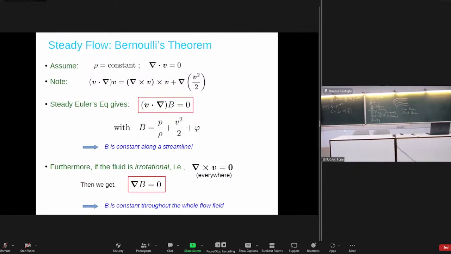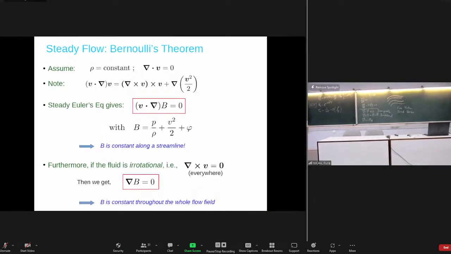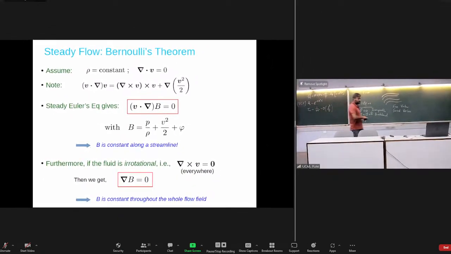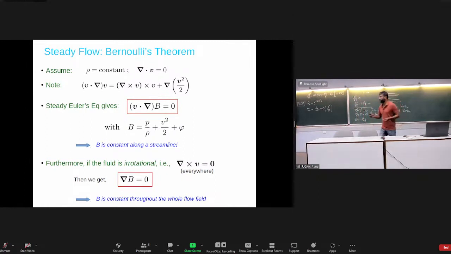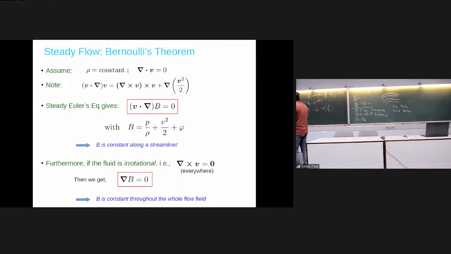Let's say rho is constant, divergence of V is zero. I've already assumed incompressibility. You can do a lot by just assuming incompressibility. Compressible flows are far more complicated. This quantity here, that's why I've written it now here. So that's the ultimate go-to equation for anything.